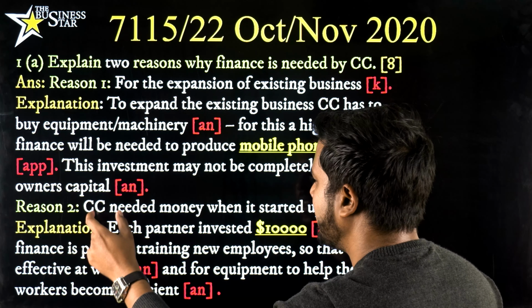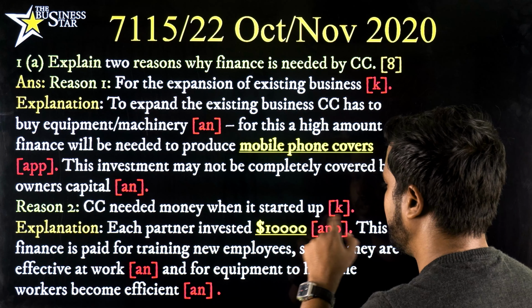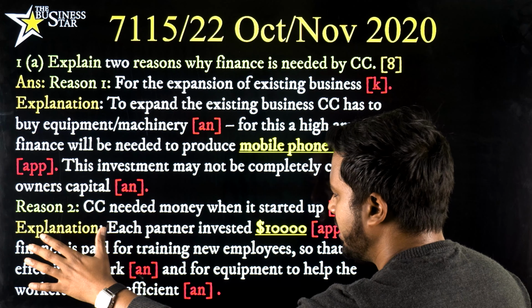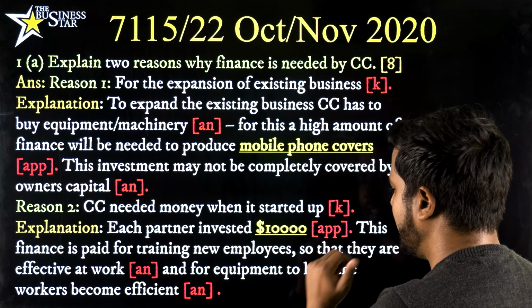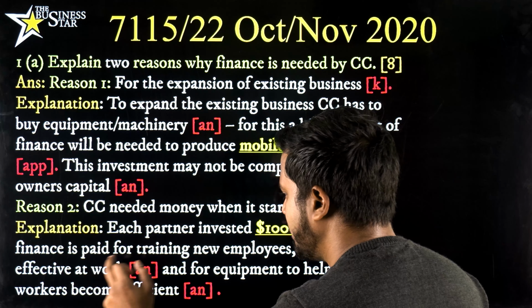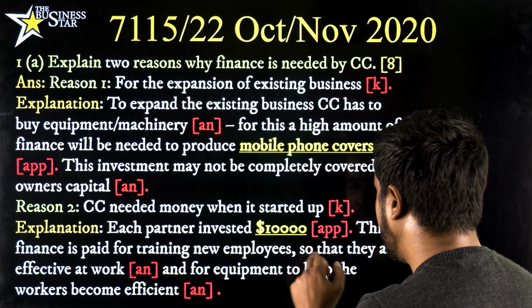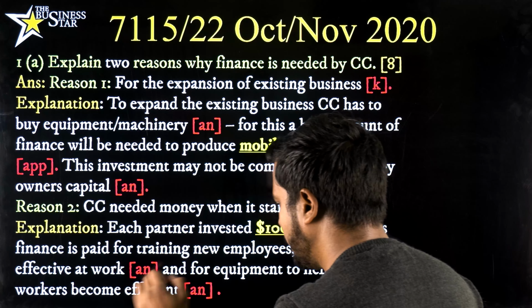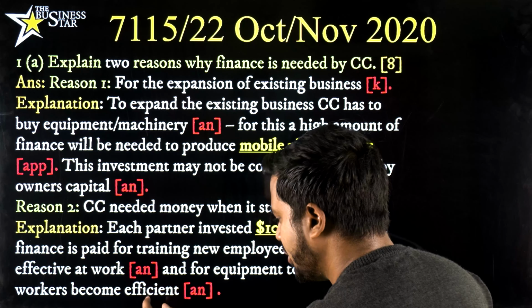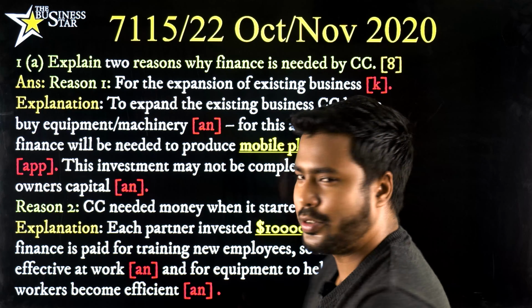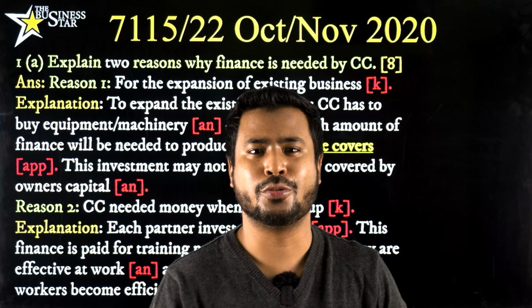The second reason says CC needed money when it started up. This is the first knowledge. Let's look at the explanation. Each partner invested $10,000. This is the application taken from the case study. This finance is paid for training new employees so that they are effective at work, for the first analysis, and for equipment to help the workers become efficient. This is the second analysis. So question 1A is done. Let's move on to question 1B.